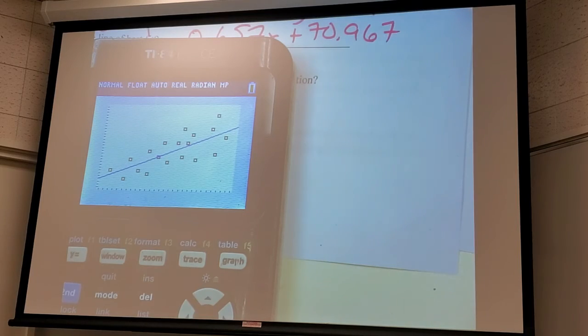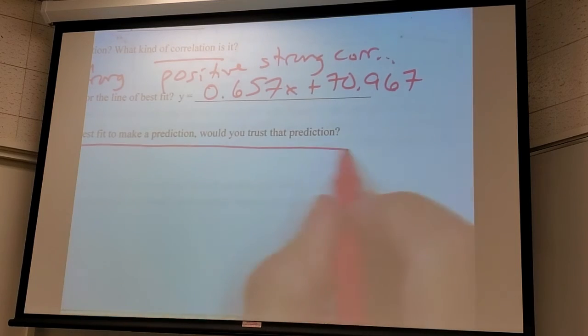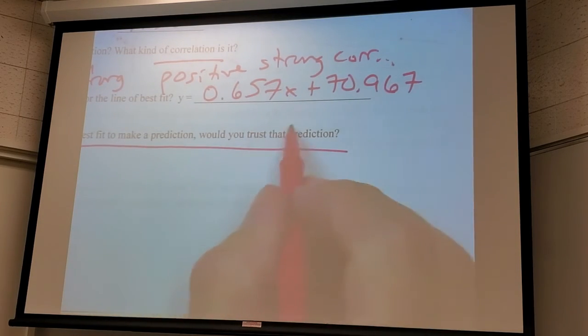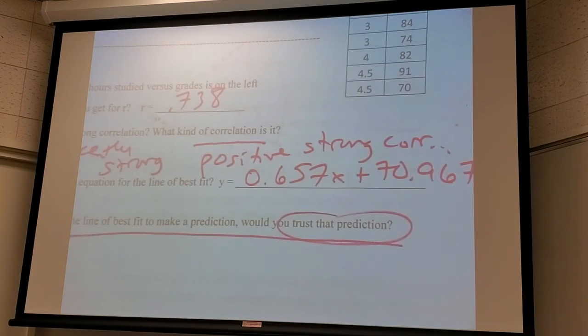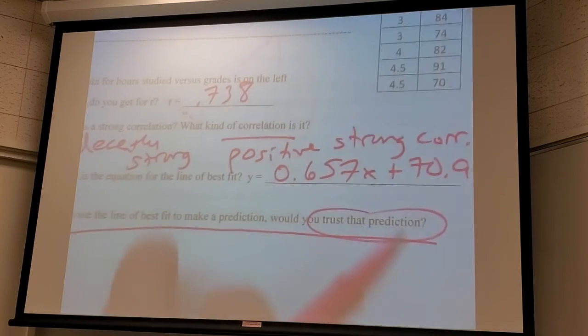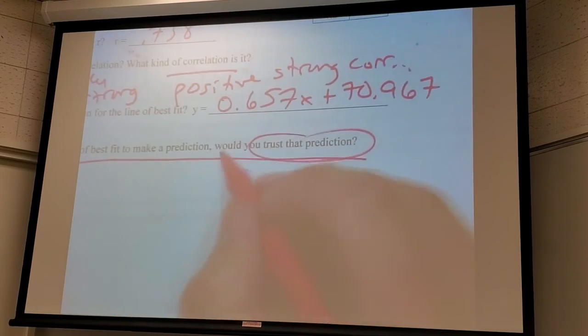Okay, so last thing I want to show you. What do you guys think about this? If you use this line of best fit to make a prediction, would you trust it? Would we trust this one? We didn't trust the last one. No. Would we trust this one? What did we say about the correlation? It's decently strong. So yes, I will trust this.